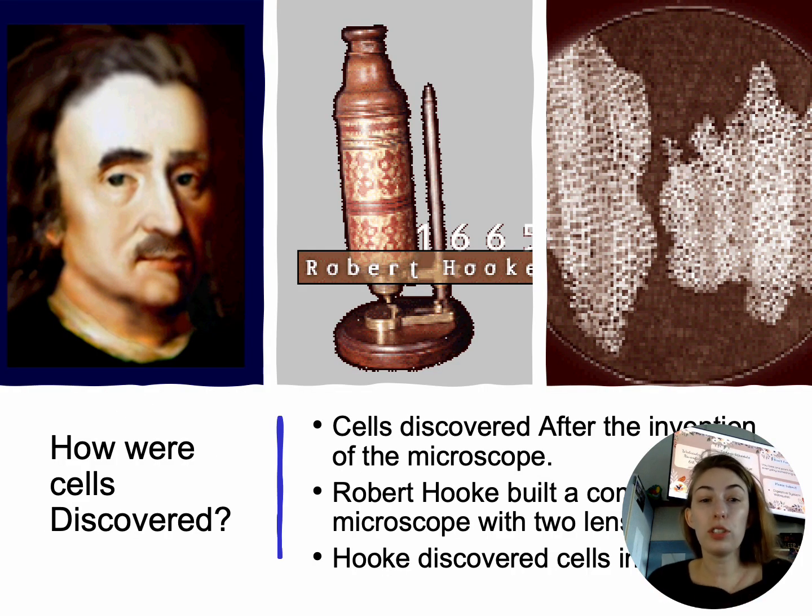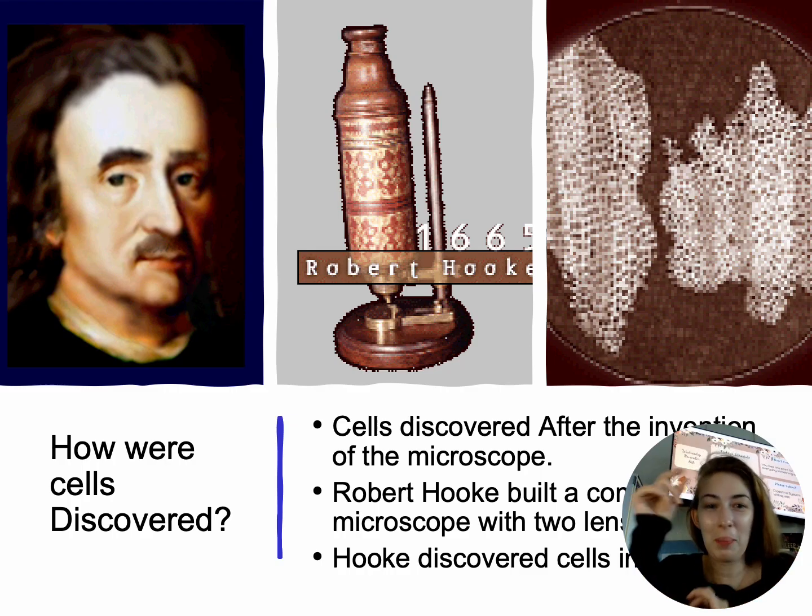So cells were first discovered by Robert Hooke. He discovered them after forming a very basic microscope. You can kind of see it right here. He built a really basic microscope using 2 lenses, and that was how he first discovered the cells in corks, of all things. You know, like the cork to bottles. He took samples and he was like, well, what is this?